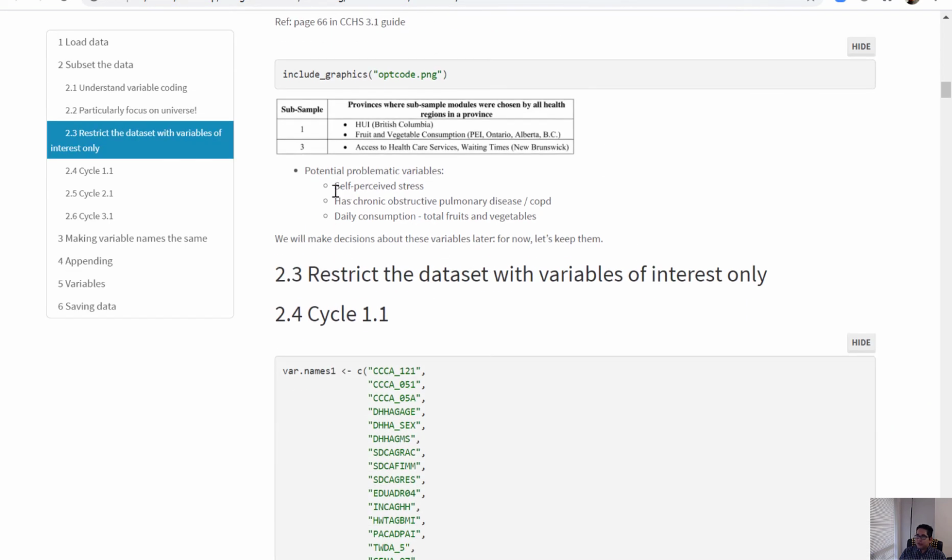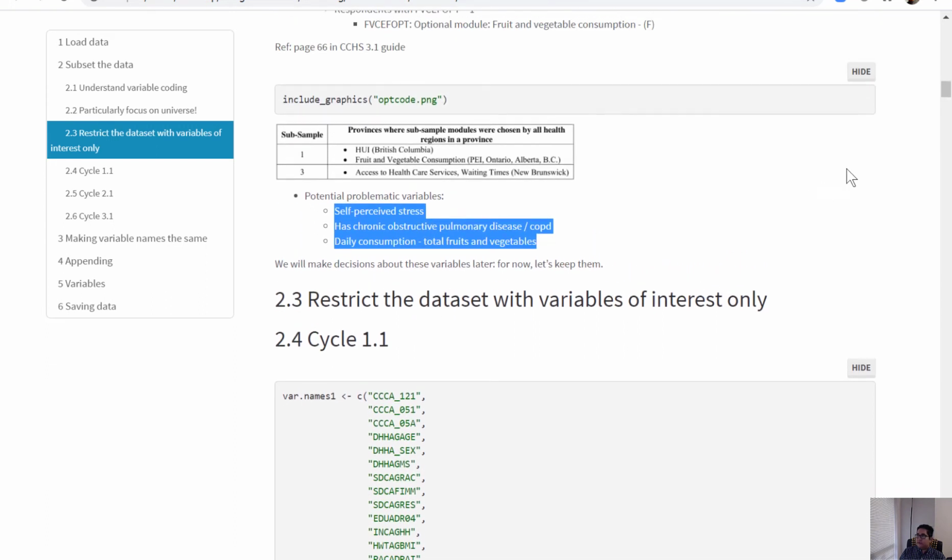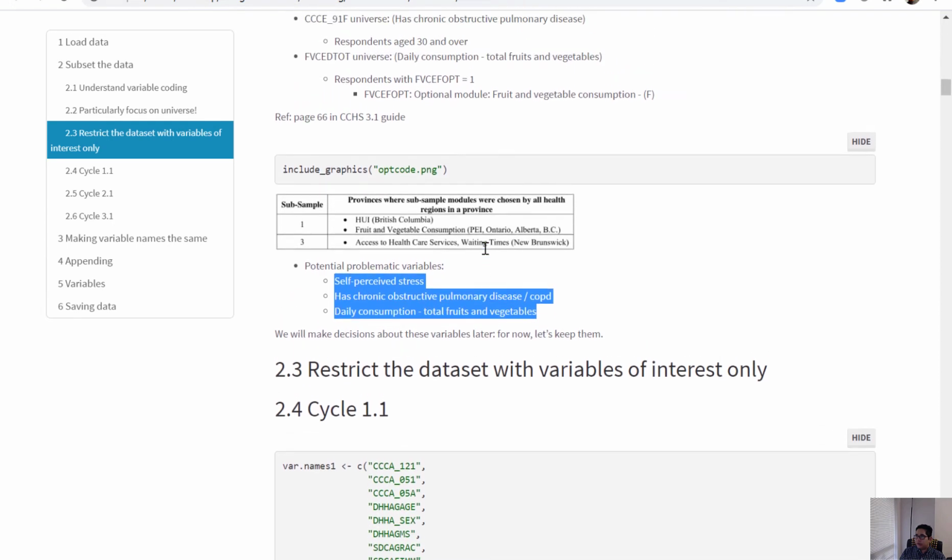So potentially we have identified 3 variables that are problematic: self-perceived stress 15 years plus, COPD 30 years plus, and this fruit and vegetable consumption variable that was asked only in four of these provinces, but the rest of the provinces did not choose to opt for this optional cycle. All right, so let's just keep these variables in mind, but we will try to include all of these variables for now to see what happens.